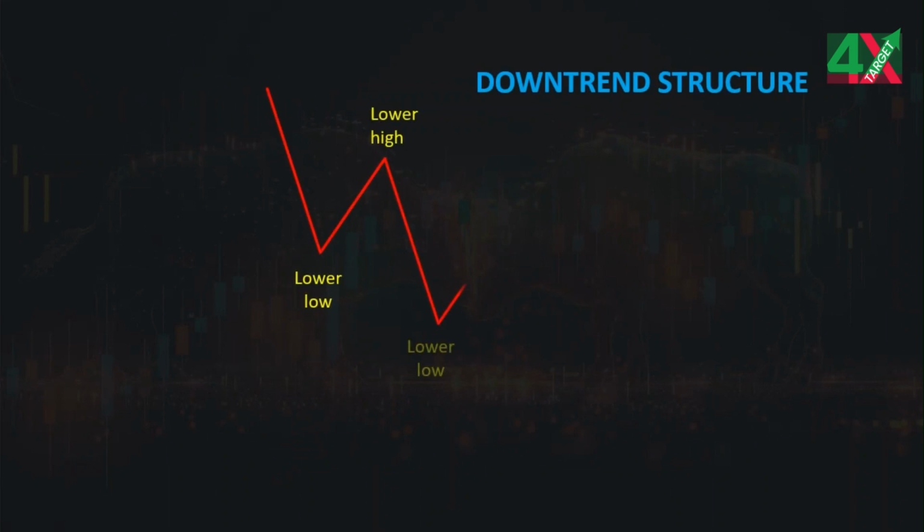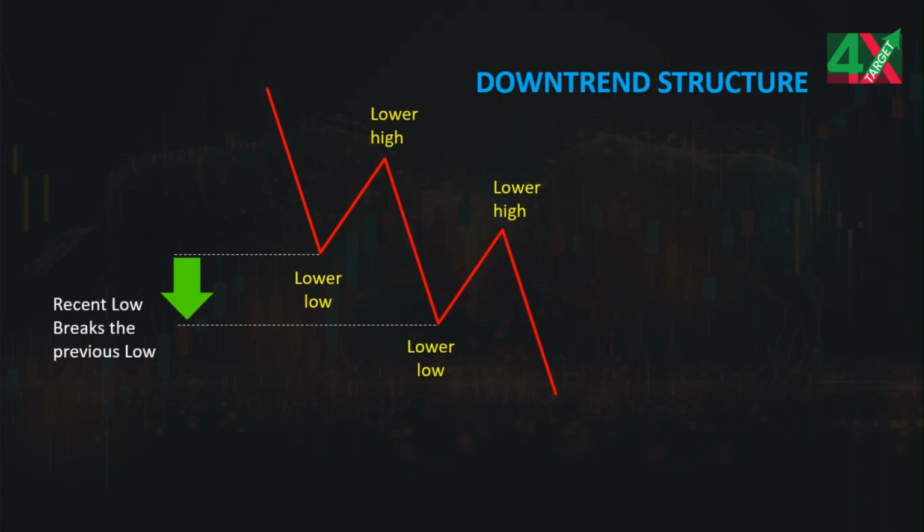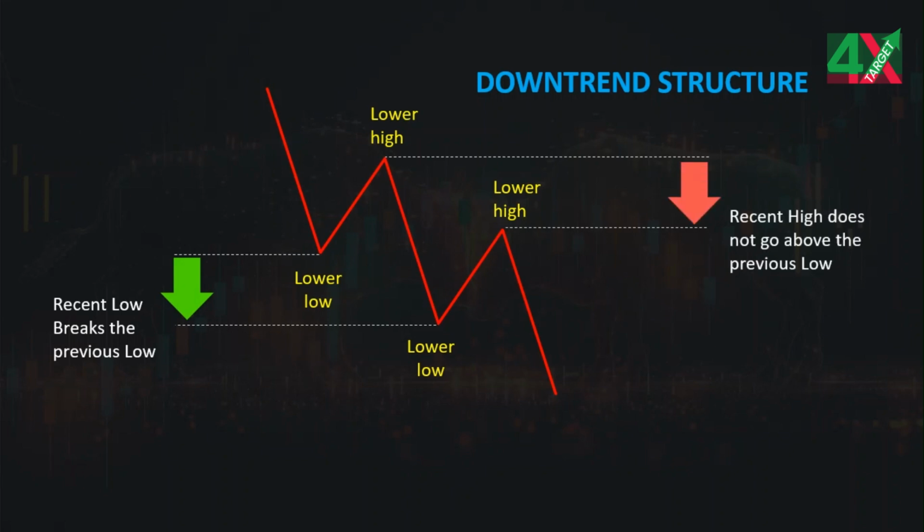In a downtrend, the market forms lower lows and lower highs. Each drop in price breaks the previous low, and each bounce fails to exceed the previous high. This tells us sellers are dominating, and the momentum is to the downside. Traders should look to sell the rallies, especially when price retraces to key resistance levels or descending trend lines.